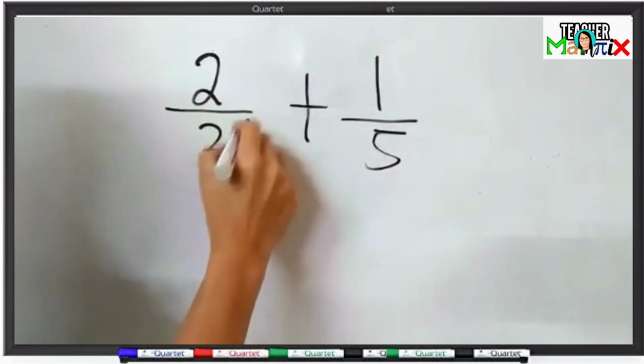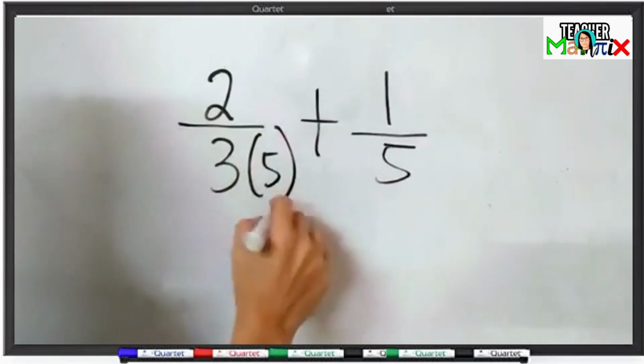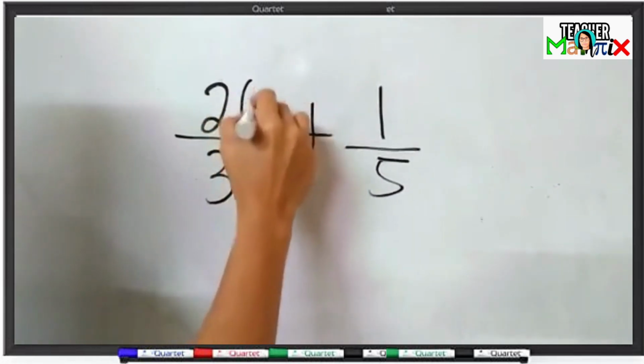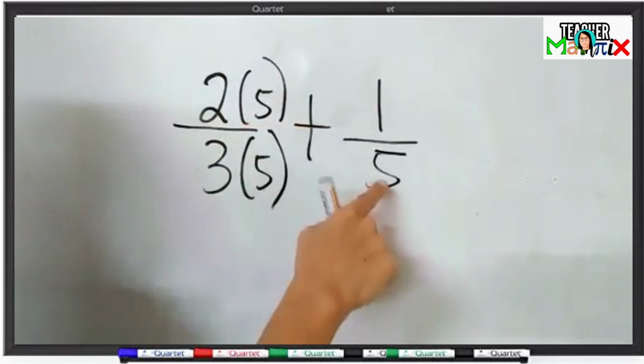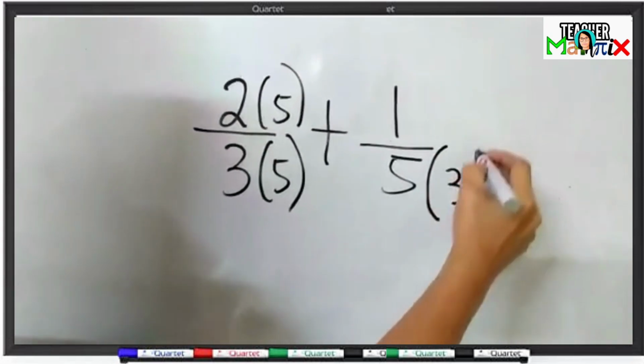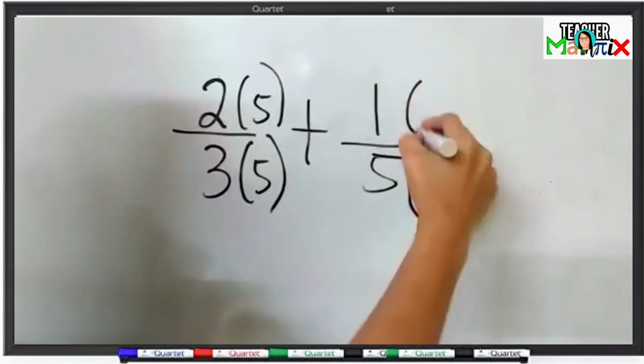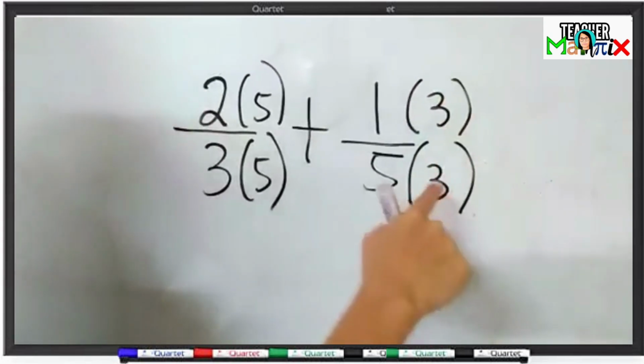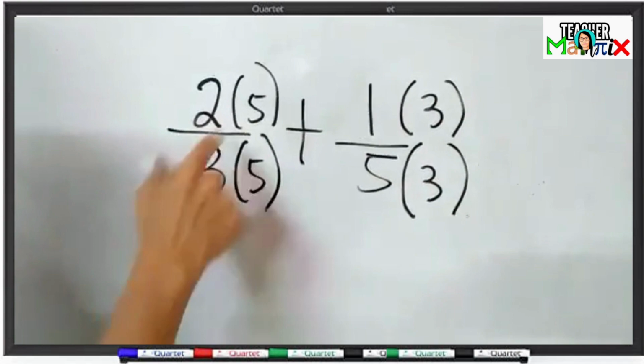Yung mga denominators natin are 3 and 5. So, yung 3, i-times by 5, below and above. Tapos, yung partner naman niya na 5, i-times mo din siya sa 3, below and above.